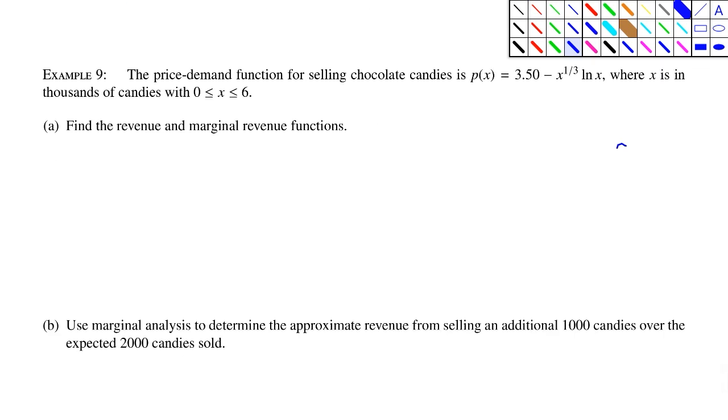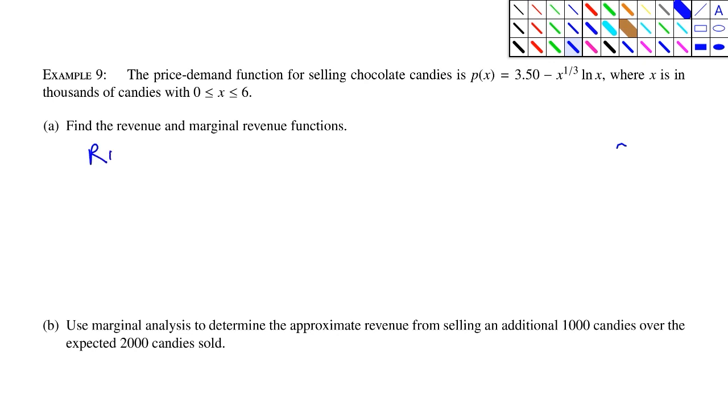Example number 9. The price demand function for selling chocolate candies is P of x is equal to 3.50 minus x to the 1/3 power times the natural log of x, where x is in thousands of candies and it ranges between 0 and 6. Find the revenue and marginal revenue functions.